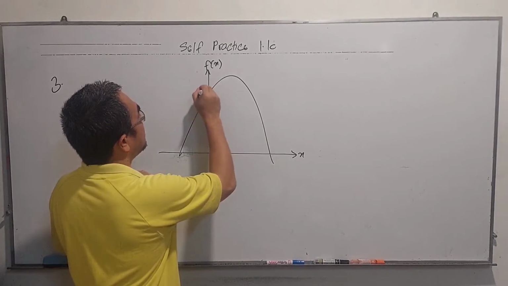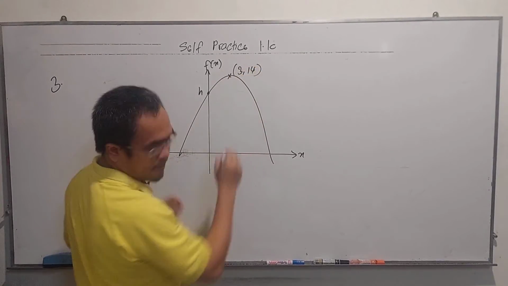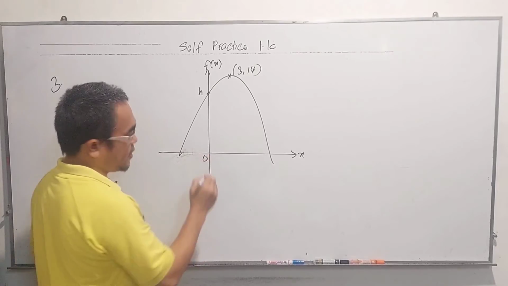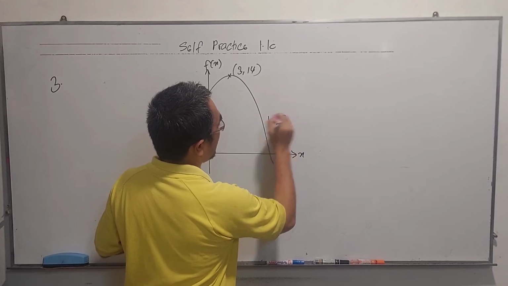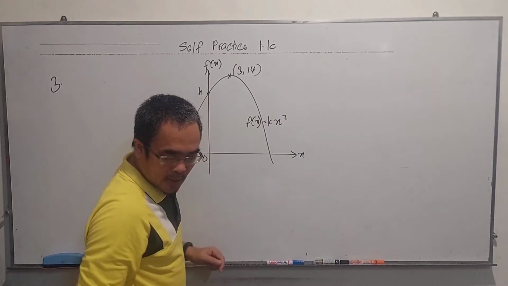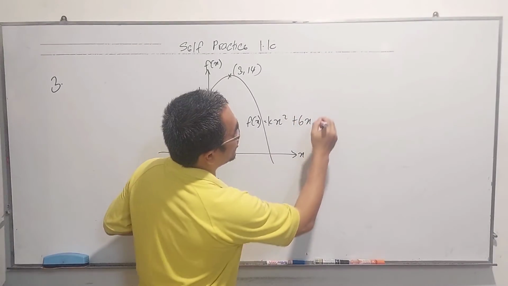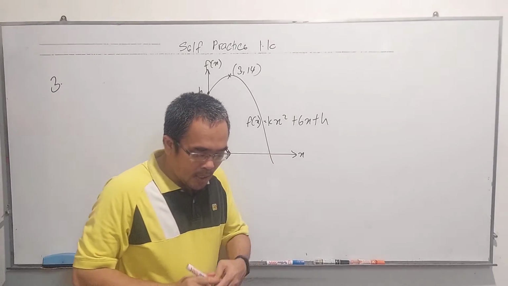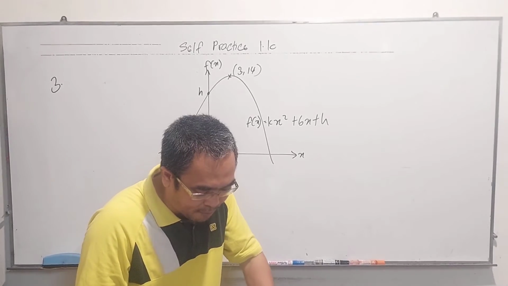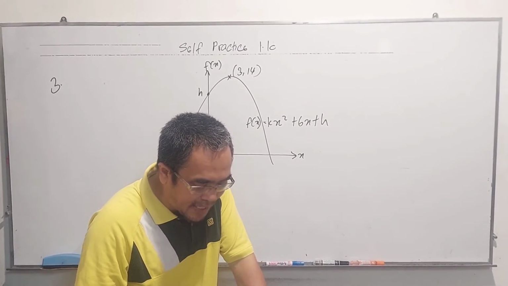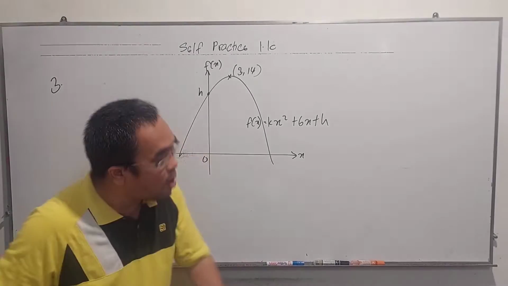This is h here, and the coordinate of the maximum is (3, 14), and 0 is here. Okay, so the graph is f(x) = kx squared plus 6x plus h. Point A (3, 14) is the maximum point of the graph of the quadratic function. Given k is an integer where k is between negative 2 and 2, state the value of k.